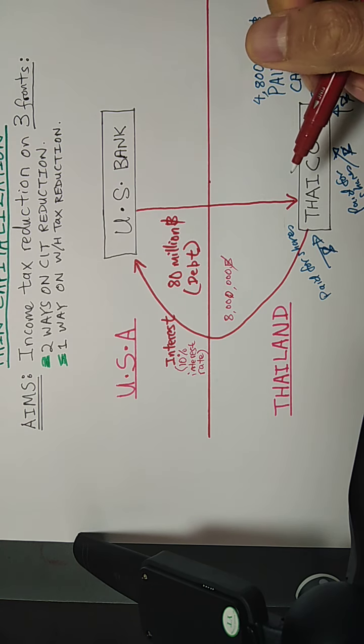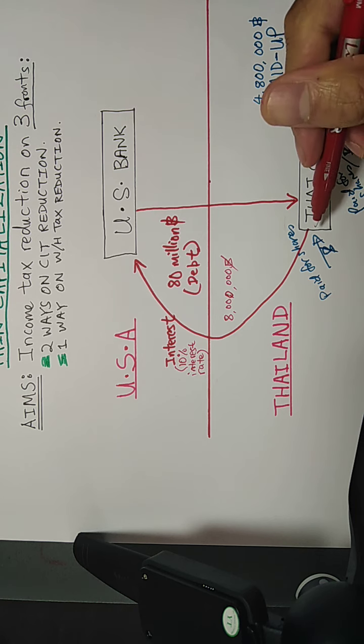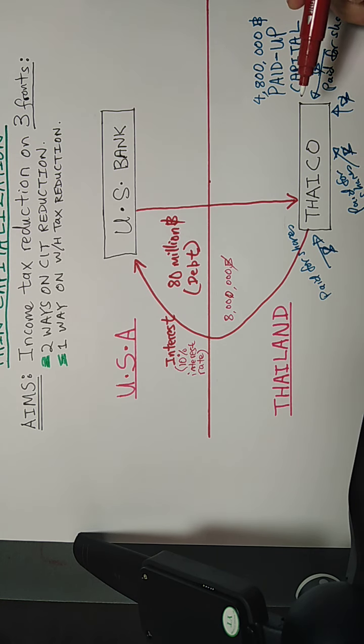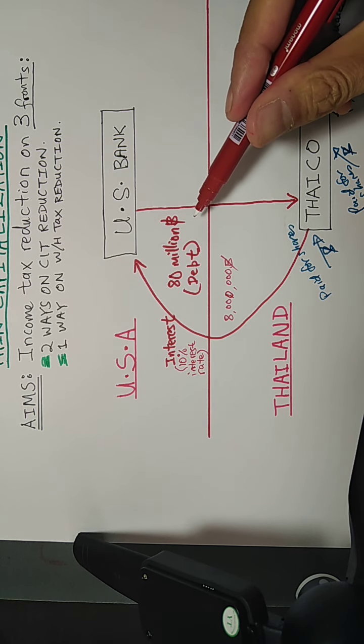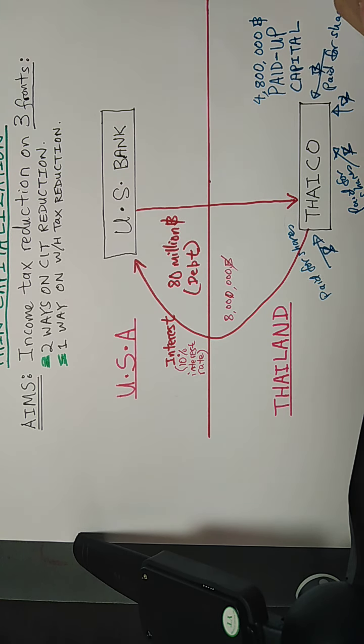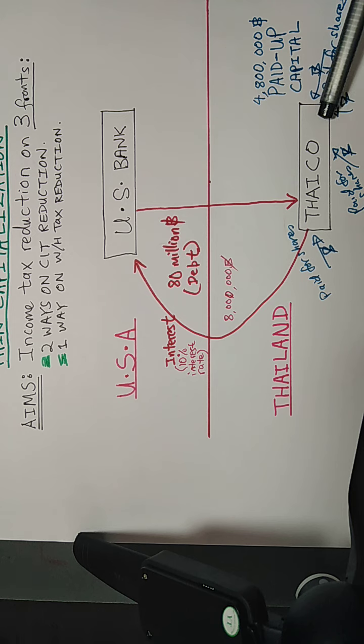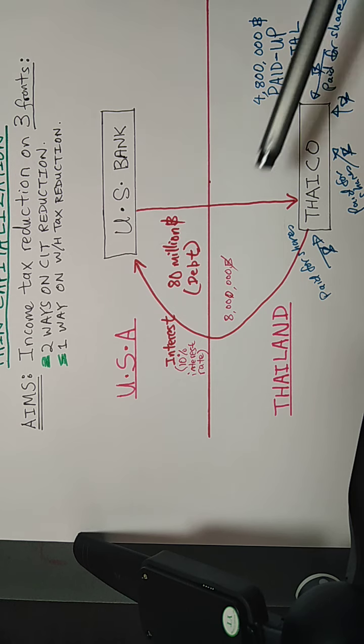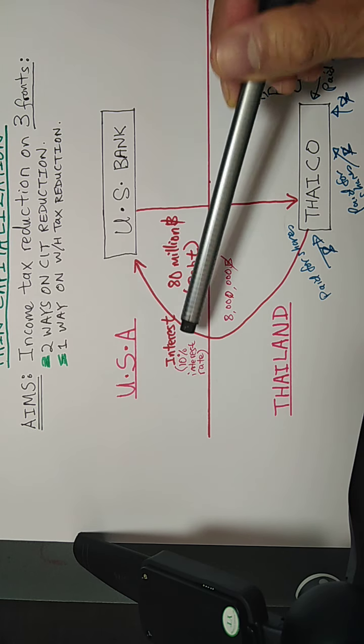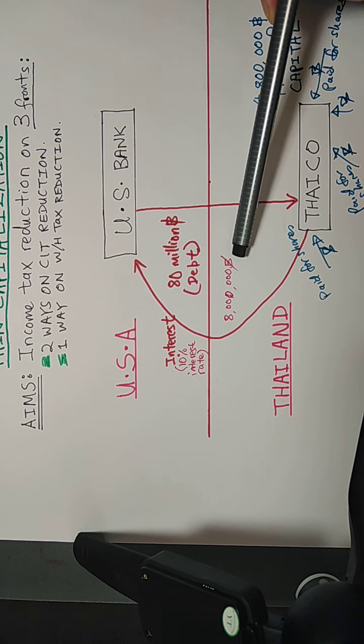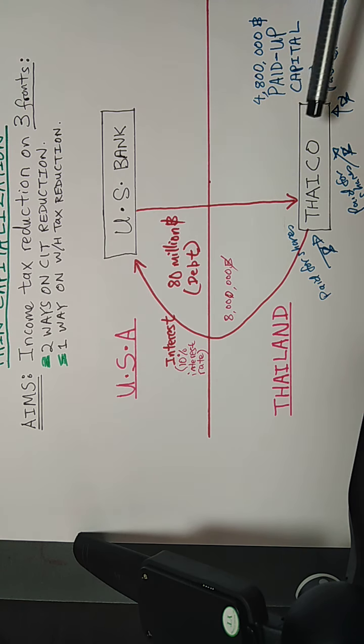8 million baht interest paid out every year by Tyco to the US bank for this loan amount. Now, this interest of 10% would be recorded into Tyco as what in its accounting book? The interest of 10%, 8 million baht, would be recorded into the accounting books of Tyco as an expense.